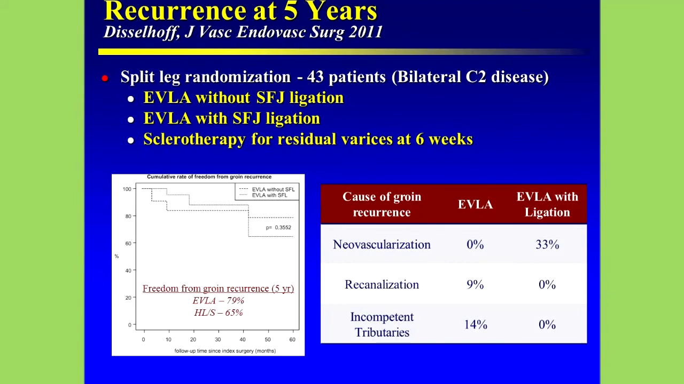We see sort of the same thing at 5 years. So this is a little bit different study. This had split leg randomization. That is, all patients had bilateral C2 disease. One leg got endovenous laser ablation without saphenofemoral ligation. The other got endovenous ablation with saphenofemoral ligation, and all patients who had residual varices had sclerotherapy at 6 weeks.